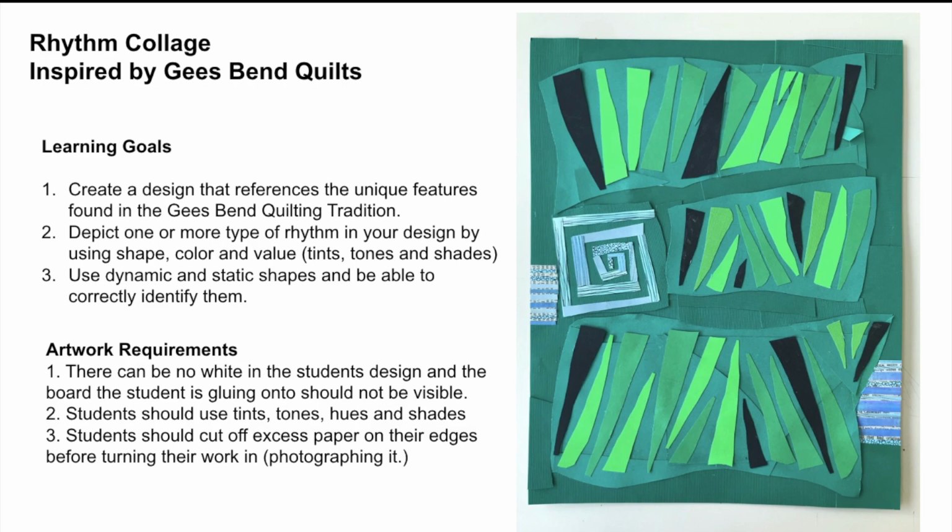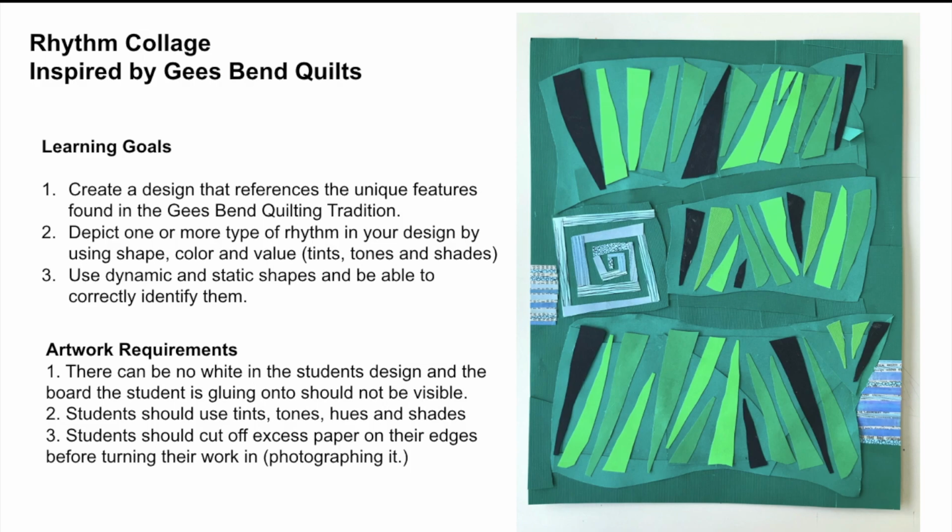You want to be able to depict one or more rhythms in your design, so as you're looking at the Gee's Bend quilts, think about which rhythms you think are happening there. Sometimes there's a rhythm over the whole quilt, sometimes maybe just one section of a quilt has a rhythm. Think about which of the 5 rhythms it is, and think about your argument for that. Like, what do you see that tells you it's alternating or random or progressive?